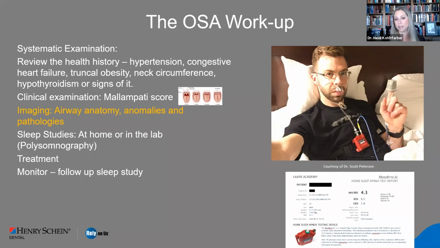So we don't want to just send these patients on with some sort of oral device. We do actually want to monitor them.